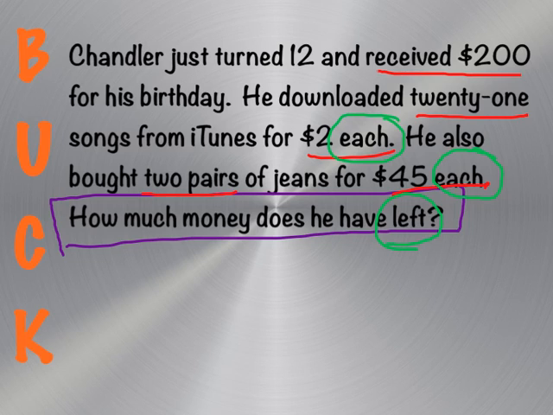And K stands for knock out, the unimportant information. Well, to solve this problem, it didn't ask us anything about Chandler's age or his name even, so let's get rid of that. And we didn't really care that it was his birthday. And it didn't matter where he bought the songs from. He downloaded songs from iTunes. That doesn't really matter. We just need to know he got 21 of them and they're $2 each. Okay, so we've knocked out all the unimportant information.